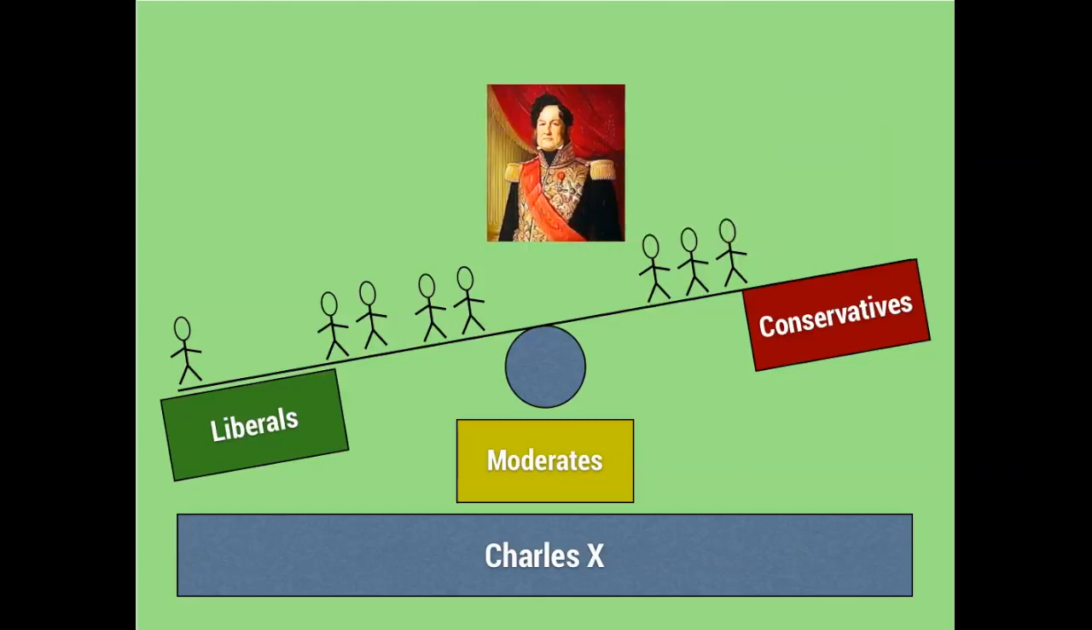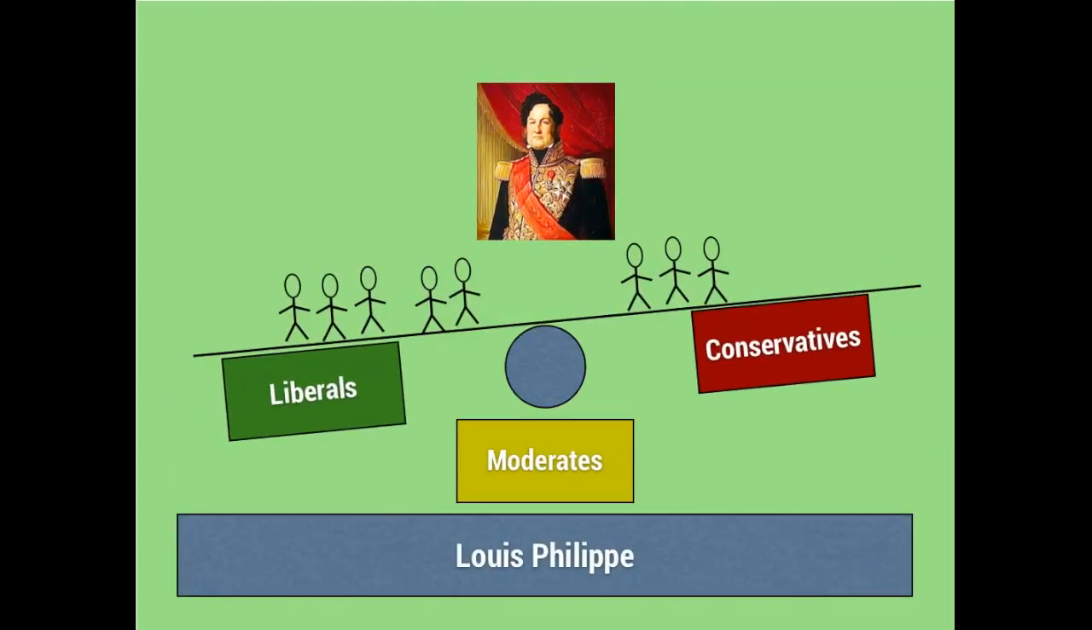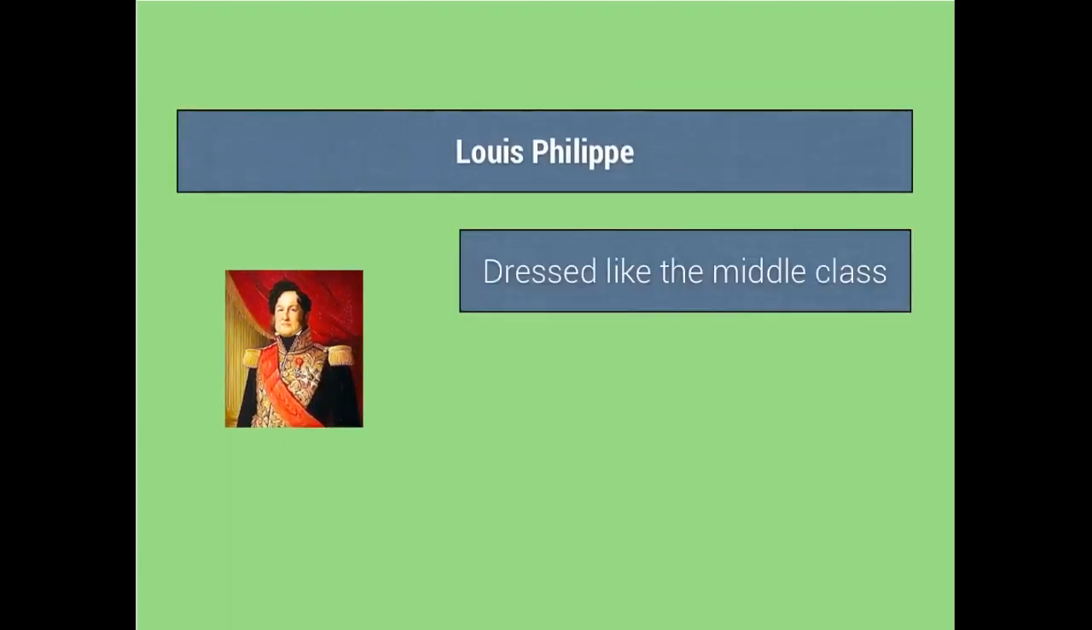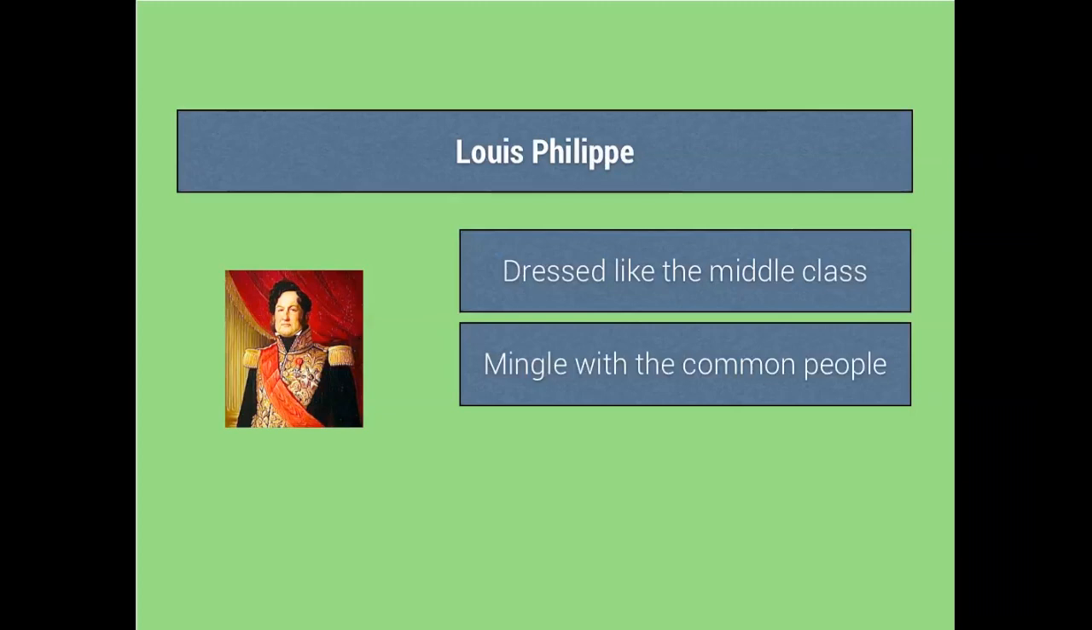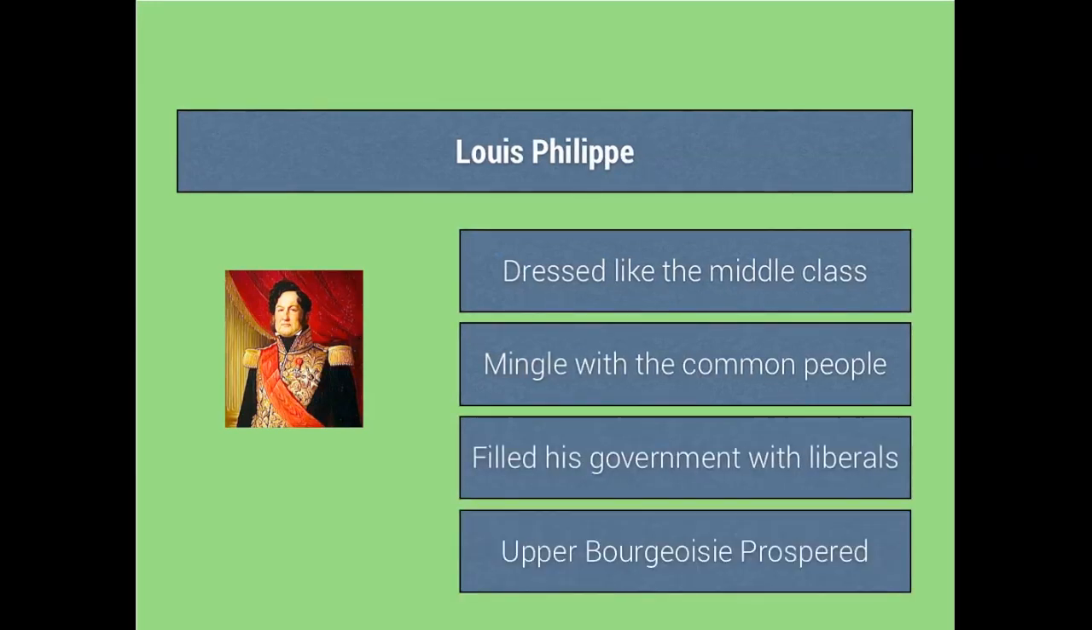The French decided to put someone more moderate on the throne, known as Louis Philippe. He brought the people back more towards the center and toward the balance of power. Louis Philippe was famous for many reasons, but mostly he dressed like the middle class, he mingled with the common people, he filled his government with liberals, and under him the upper bourgeoisie prospered. He was known as the citizen king because he wasn't afraid to hang out with the middle class and be seen acting like a middle class person.